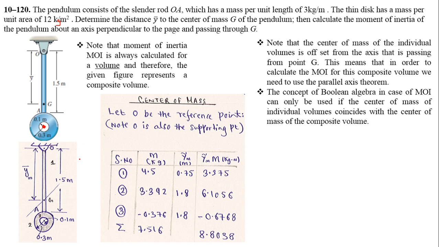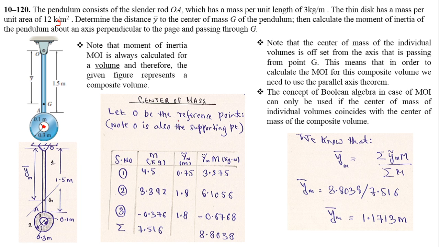So the center of mass of this composite volume, the entire composite volume, will be equal to the summation of this last column divided by the summation of this first column. So it will be 8.8038 divided by 7.516, that gives you 1.1713. So measured from point O, y bar, this distance up till G, is 1.1713 meters.